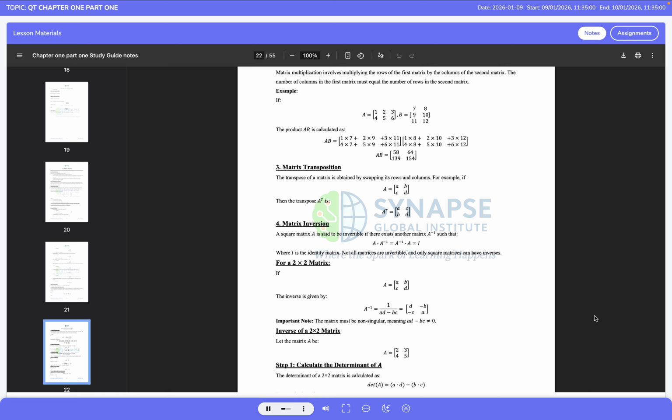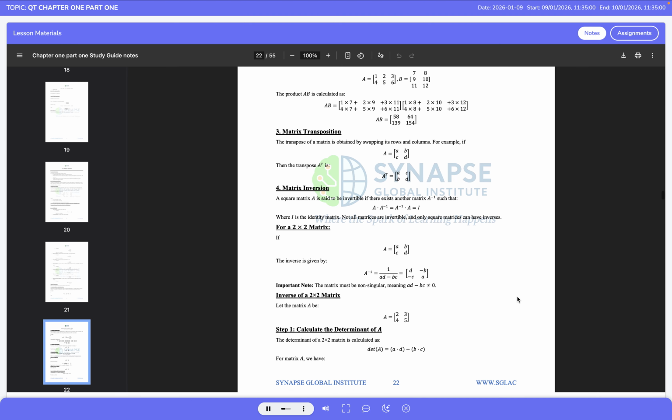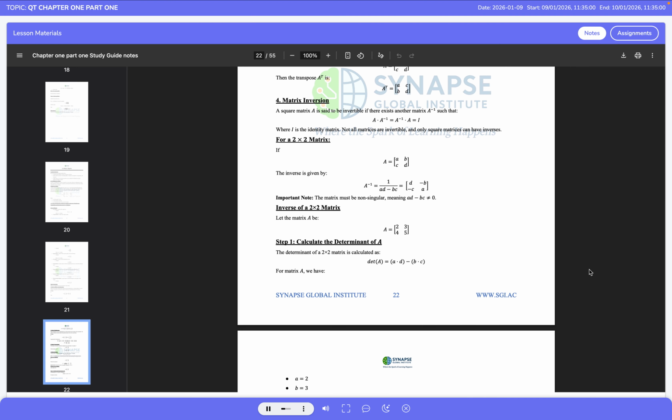For a 2 by 2 matrix with elements A, B, C, and D, the inverse is given by 1 divided by AD minus BC, multiplied by a matrix in which D and A swap positions, and B and C change signs. A crucial condition is that AD minus BC must not equal 0. If it equals 0, the matrix is singular and has no inverse.